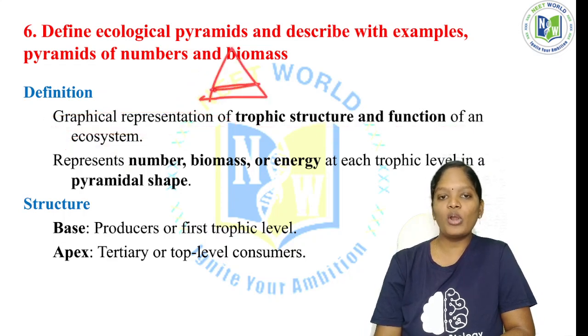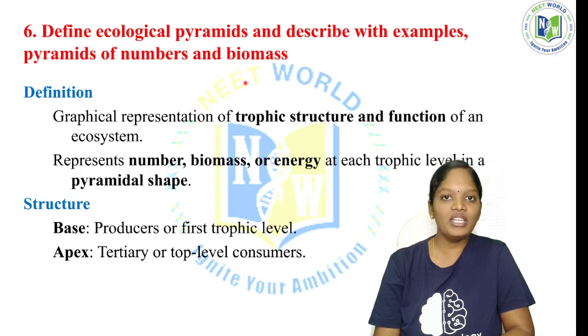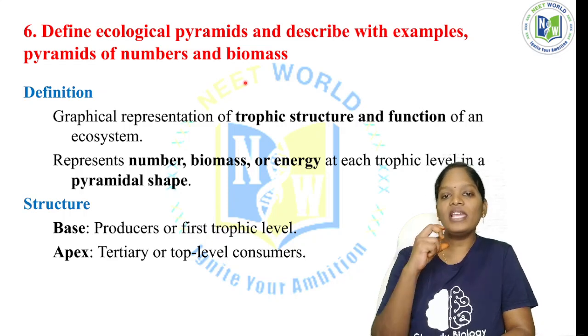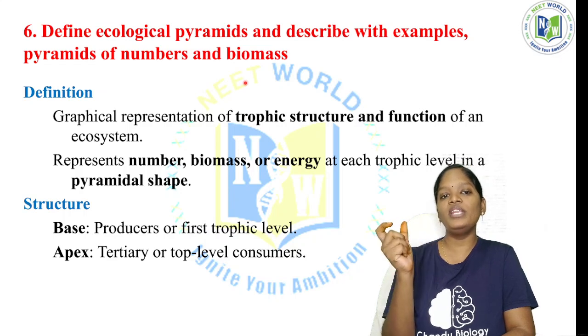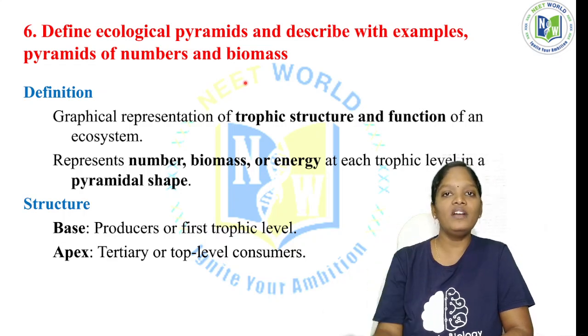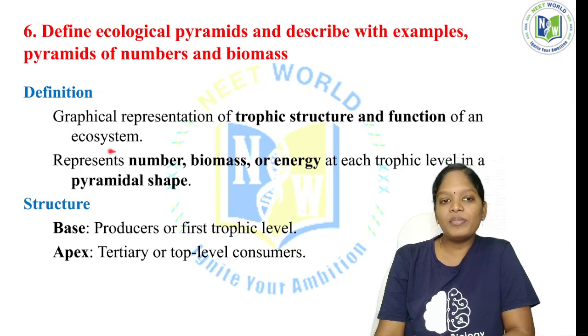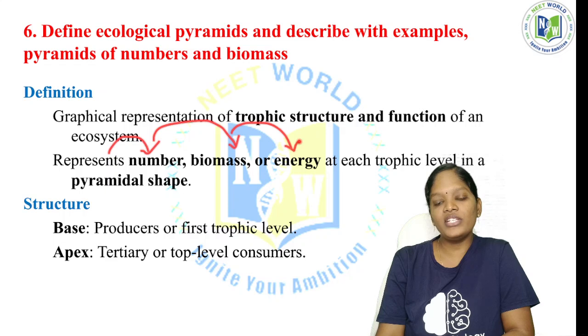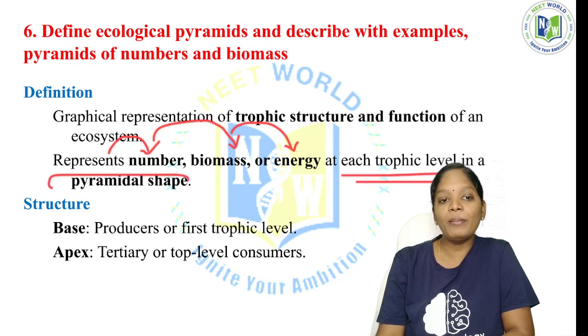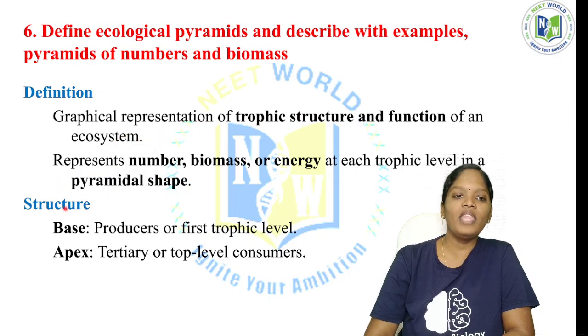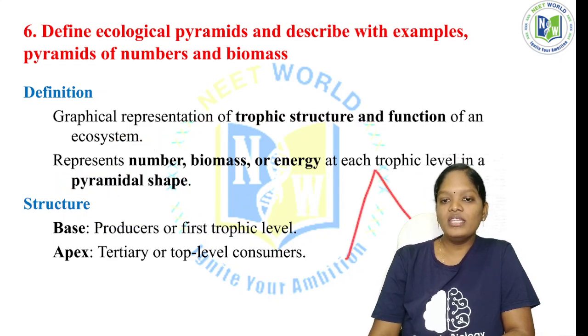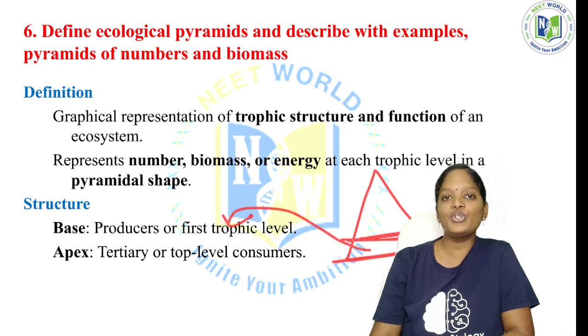The first trophic layer will be the producers, the second will be the primary consumers, the third will be the secondary consumers, and then the tertiary consumers. Each trophic structure denotes each layer in the ecosystem. This represents the pyramid of numbers, pyramid of biomass and pyramid of energy at each trophic level in pyramid shape. There will be a base, and this base is called the producers. The producers always denote the first trophic level.